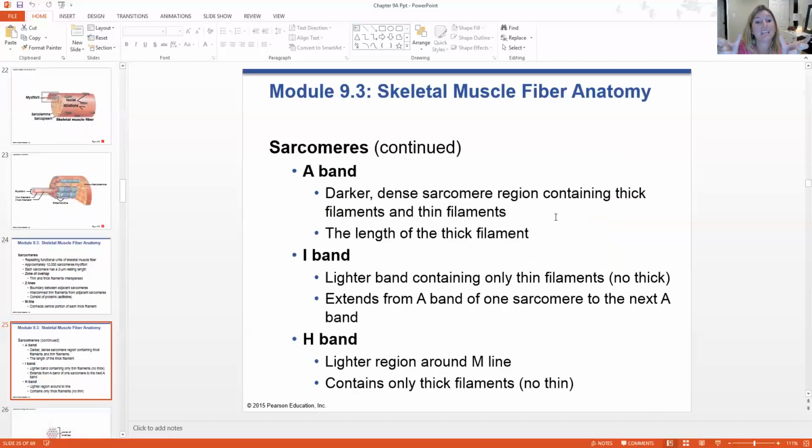There's also an A band. The A band is the dark area. The I band is the light area. And the H band is the area around the M line. It does not include the thin filaments. It just includes the thick filaments.